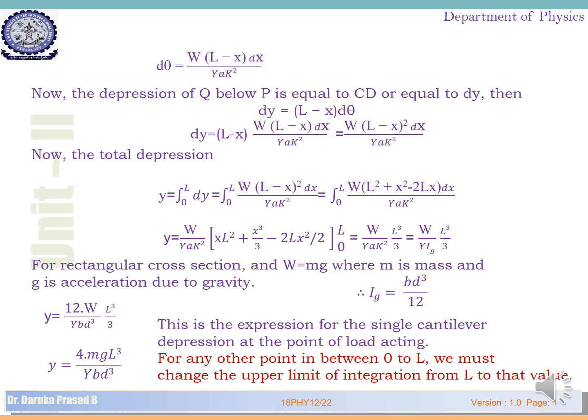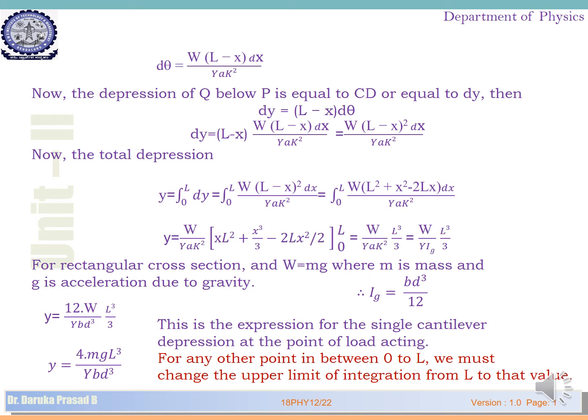Now the depression of Q below P is equal to CD. From the diagram you can see that CD is equal to dy, that is a small change along the y axis. Then dy is equal to (L minus x) into d theta. Therefore dy is equal to (L minus x) into W into (L minus x) into dx by YAk squared, where (L minus x) appears two times, therefore it gets multiplied, that is it becomes squared. Then W into (L minus x) whole squared into dx by YAk squared.